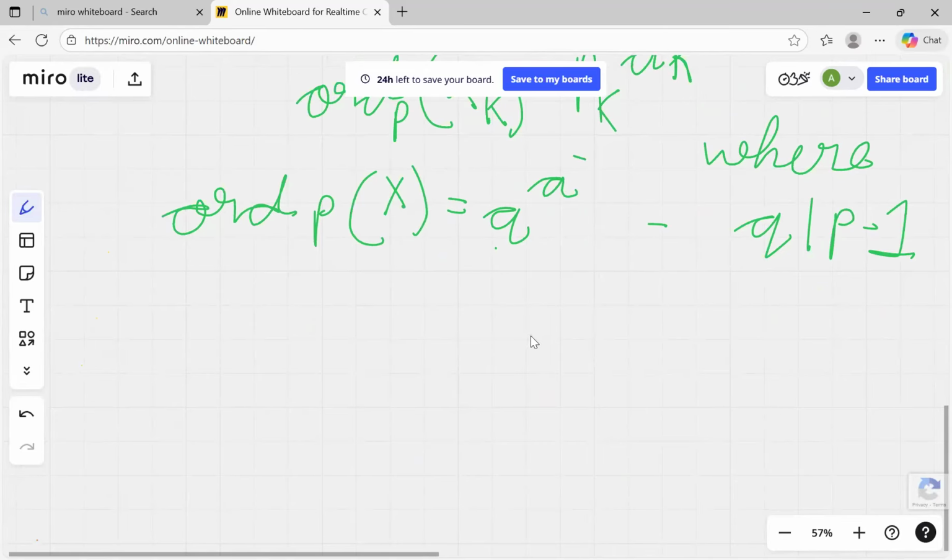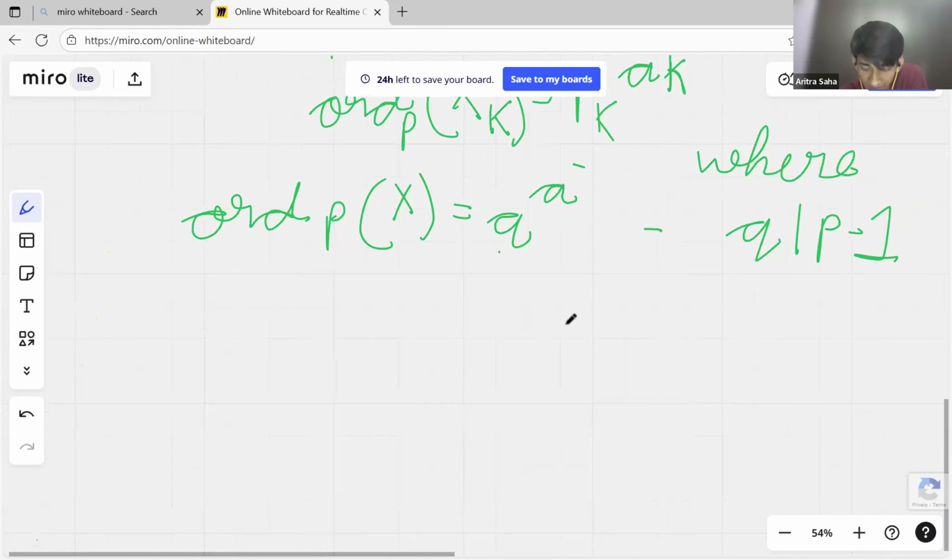So what I'm saying is that suppose there is no such x. Consider p minus 1 by q. Every order must divide p minus 1 by q. So x to the p minus 1 by q has more than p minus 1 by q roots. And that's a contradiction.